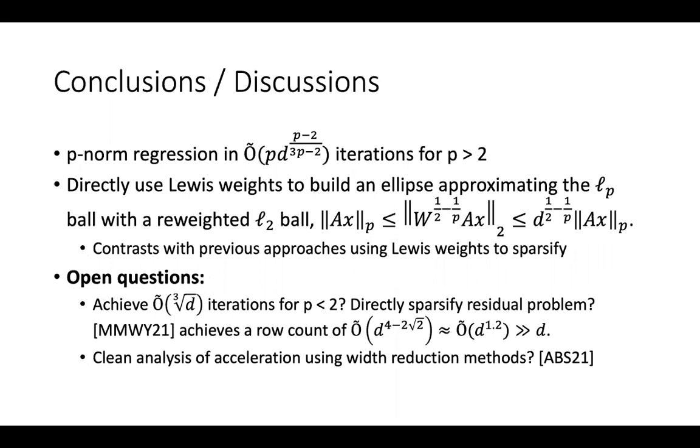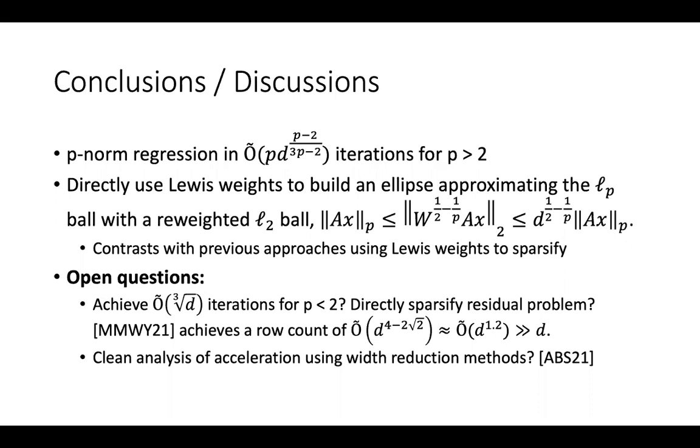So now let's conclude. We give an algorithm that does P norm regression in O tilde of P to the P times D to the (P minus 2) over (3P minus 2) iterations. So this is something like P times the cube root of D iterations. This improves over previous bounds of square root D and cube root N. The idea behind our algorithm is that we directly use Lewis weights to build an ellipse that approximates the LP norm ball with a reweighted L2 norm ball. This contrasts with previous approaches that use Lewis weights to sparsify or subsample, and those methods actually cannot achieve a D to the 1/3 iteration count.